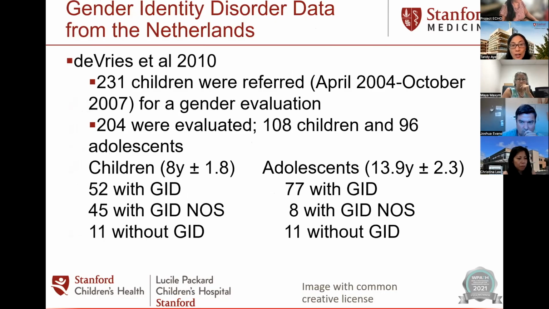referred for a gender evaluation, and they followed these patients in their medical record prospectively. They were able to do that because in the Netherlands, there's just one medical system. 204 actually got evaluated, and of that, 108 children and 96 adolescents were identified as having, they called it, gender identity and gender dysphoria, or NOS. And then there were some who actually didn't have this diagnosis.